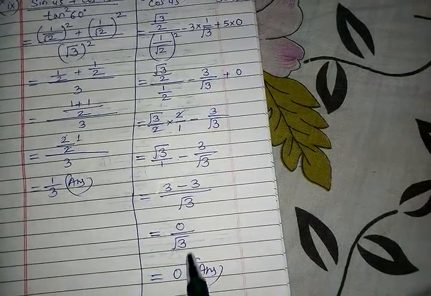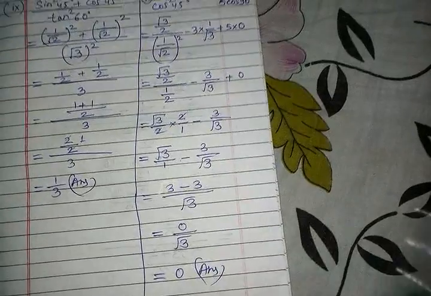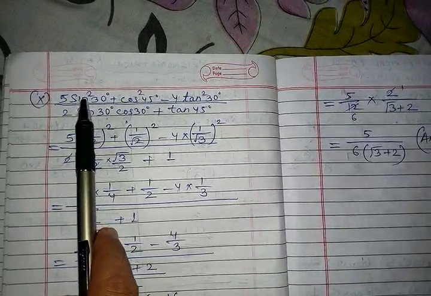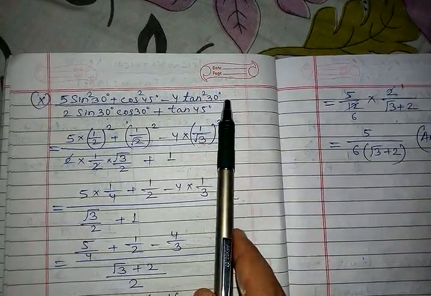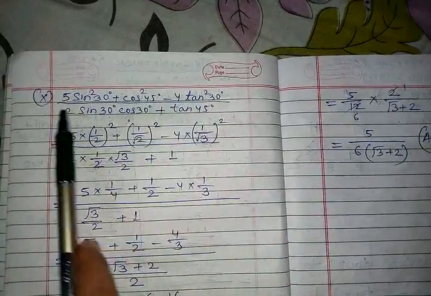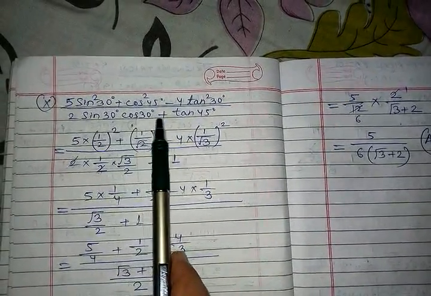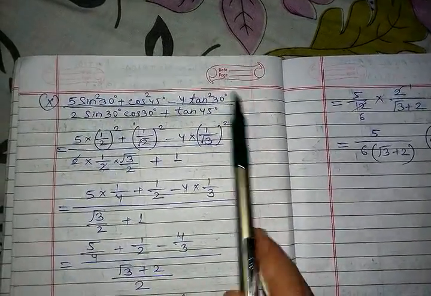0 by root 3. Any number you divide 0, the answer is always 0. So this is another one. One more question let me discuss. Here: 5 sin square 30 plus cos square 45 minus 4 tan square 30, the whole divided by 2 sin 30 cos 30 plus tan 45. You should remember, here is a long division bar.